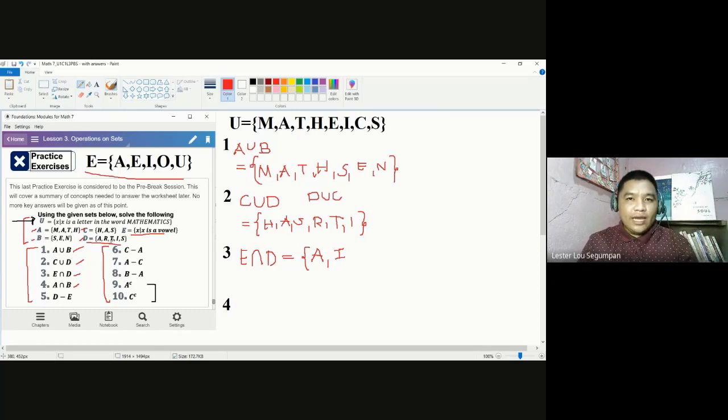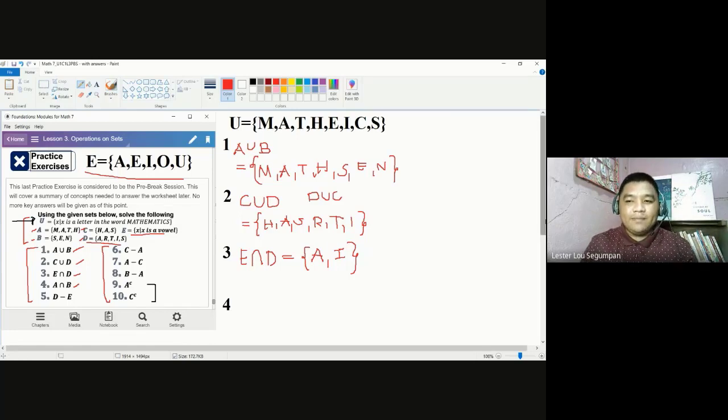Let's go to elements of set D. A is yes, written already. R, I, no duplication. T, not there. S, not there. That would mean that for the intersection of set E and set D, we only have two elements, elements A and then I.